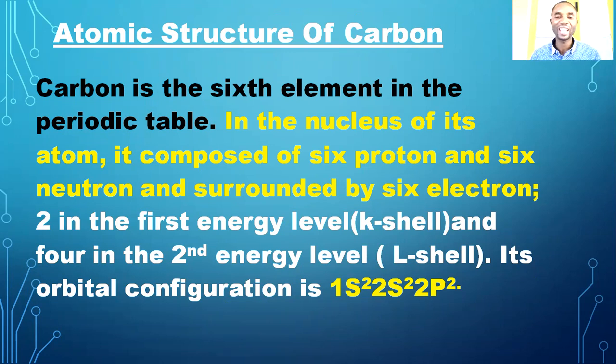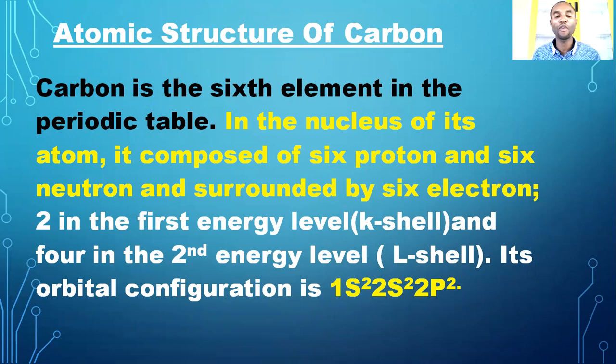What am I just trying to say? Inside the nucleus of that atom, it has 6 protons and 6 neutrons, and 6 electrons revolve around the shells. Of those 6 electrons, 2 are in the first energy level, which is the K shell, the inner shell. Now 4 are in the second energy level, which is the L shell. And that particular L shell, the outermost shell, is what gives it the group 4 that it belongs to.